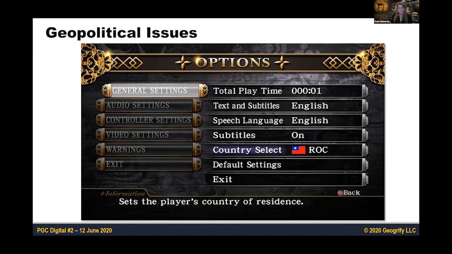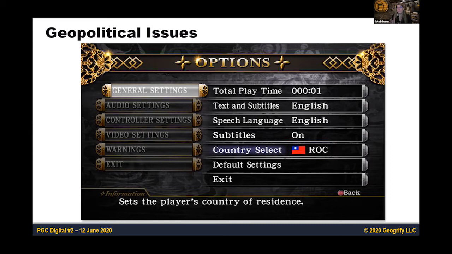Here's a great example where just in the options screen for the game, this was Ninja Gaiden that I worked on, you could see where it says country select, and it has ROC, which is Republic of China, and it has the Taiwan flag. This will get you instantly banned in China because this is a very volatile political statement. You're calling Taiwan the Republic of China, and you're saying it's a country.